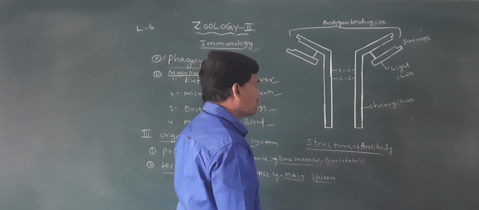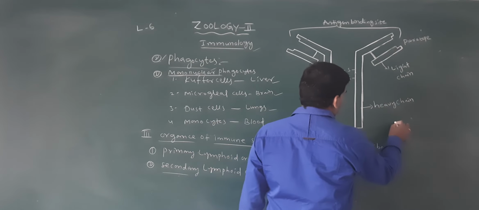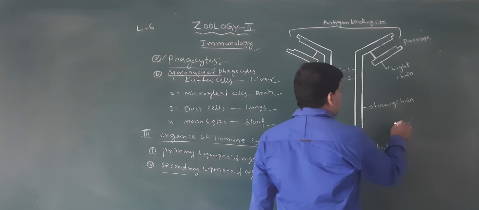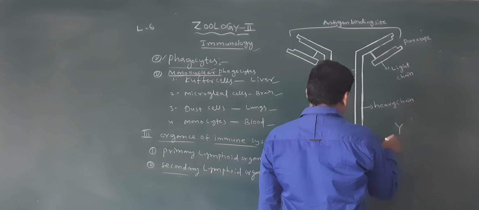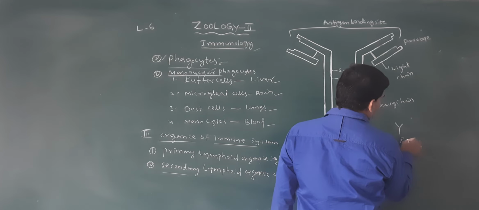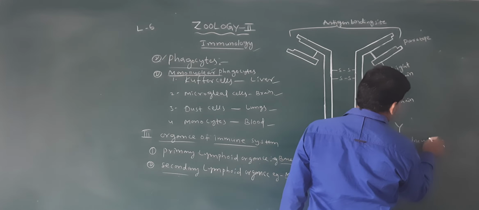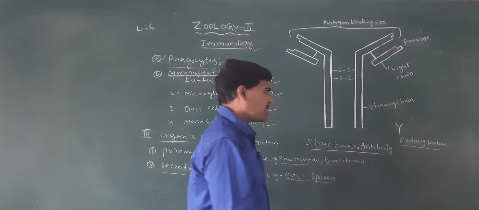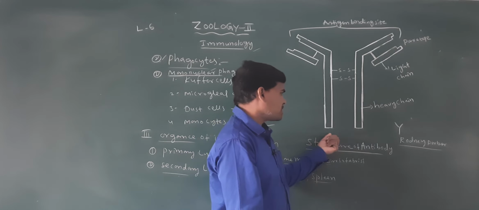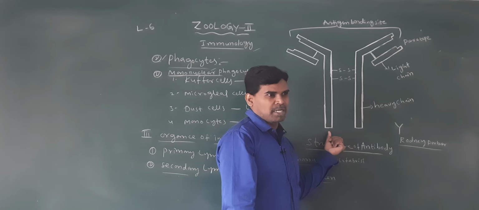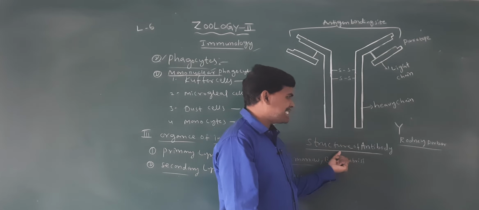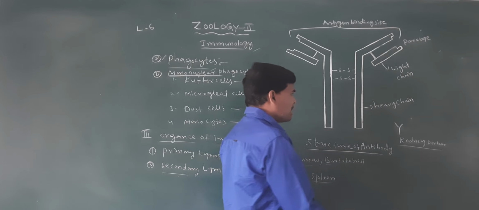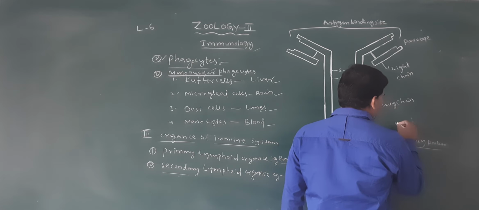Now the structure of the antibodies. Which shape do the antibodies have? The Y shape. The structure of antibodies was first discovered by the scientist Rodney Porter. Antibodies and immunoglobulins are the same, so the structure of immunoglobulins and the structure of antibodies are the same. Which shape do the antibodies have?